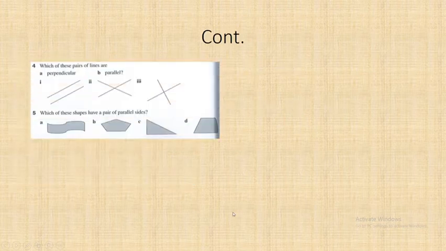Okay, so let's continue here. Question 4. Which of these pairs of lines are perpendicular? So this one is not perpendicular. Number double I here is not perpendicular because they are intersecting lines only, not forming a right angle. And here, triple I, I have right angles, so of course this is perpendicular. So A is going to be perpendicular lines, which is triple I.